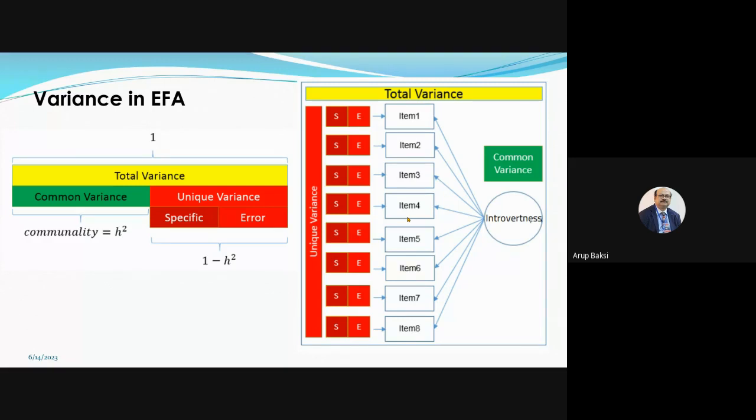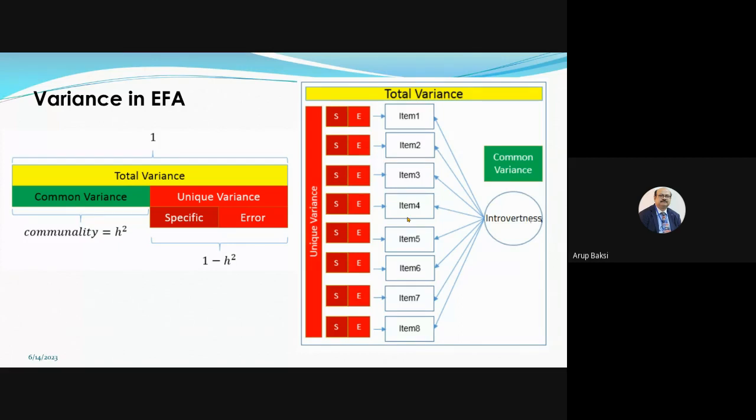And we have another concept which is called the communality, which is represented by h square. It is a definition of common variance that ranges from basically 0 to 1, and values closer to 1 suggest that the extracted factors explain more of the variance of an individual item.